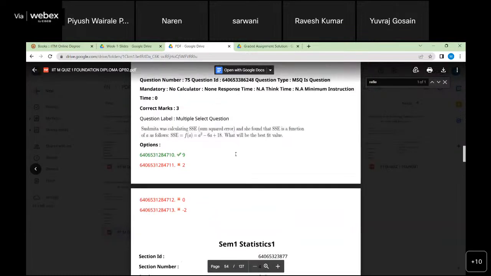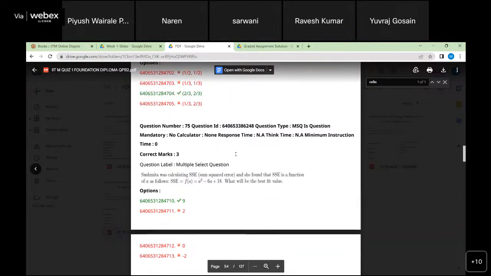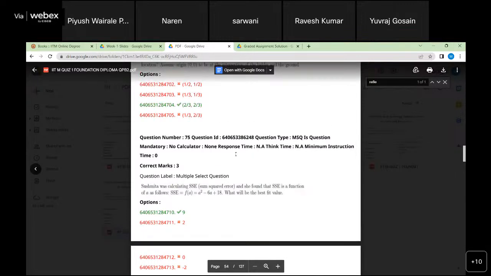What should be the best fit curve? If we put 0, then it will be 18. If we put 9, then it will go to the maximum number. If we put 19, then it will be more than 18.